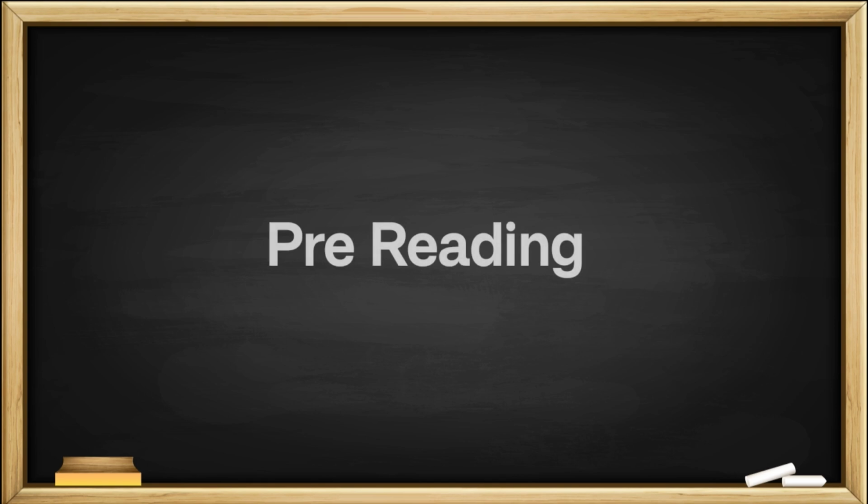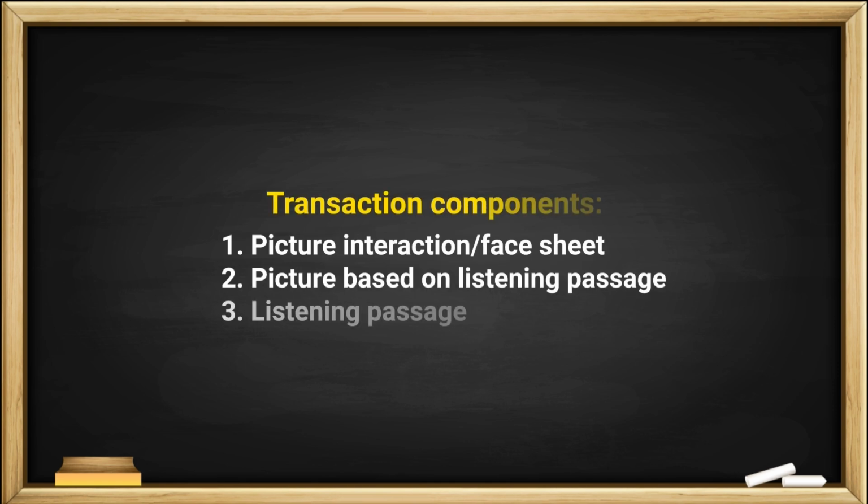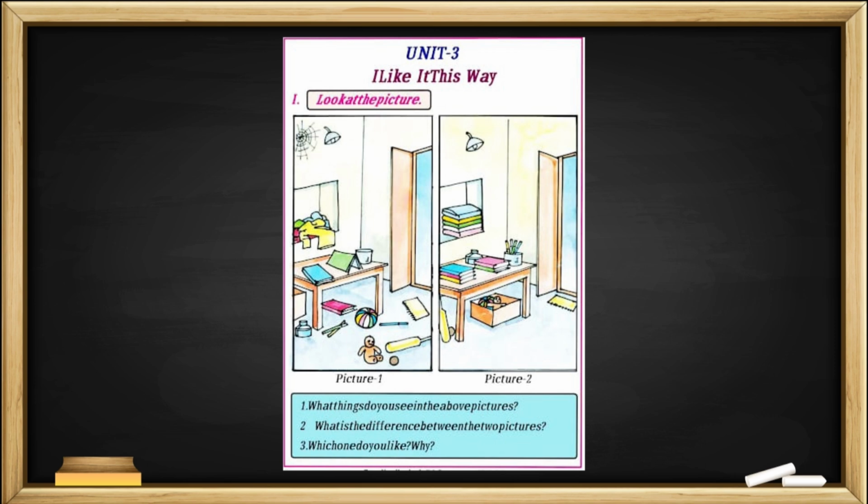Pre-reading. Each stage has certain components associated with it. To transact pre-reading in a unit, the components to be transacted are picture interaction or face sheet, listening passage related to picture, and listening passage. To transact picture interaction or face sheet, let us have a look at the face sheet of Unit 3. The name of the lesson is I Like It This Way from Class 3. Let us see the transaction process of the face sheet.